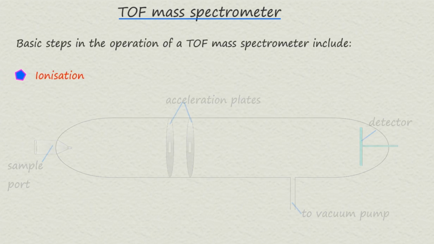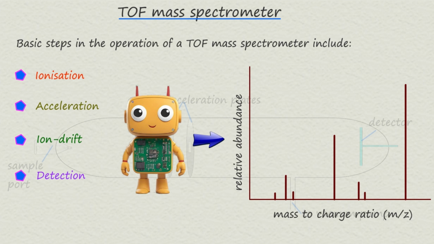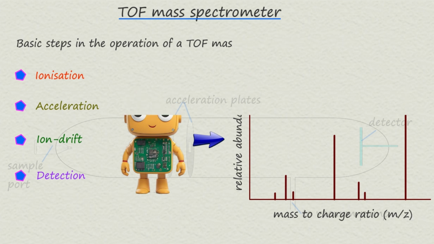These are ionisation, acceleration, ion drift and detection, and finally data collection, where the information collected by the detector will be processed by the onboard electronics and a mass spectrum will be produced of the sample.